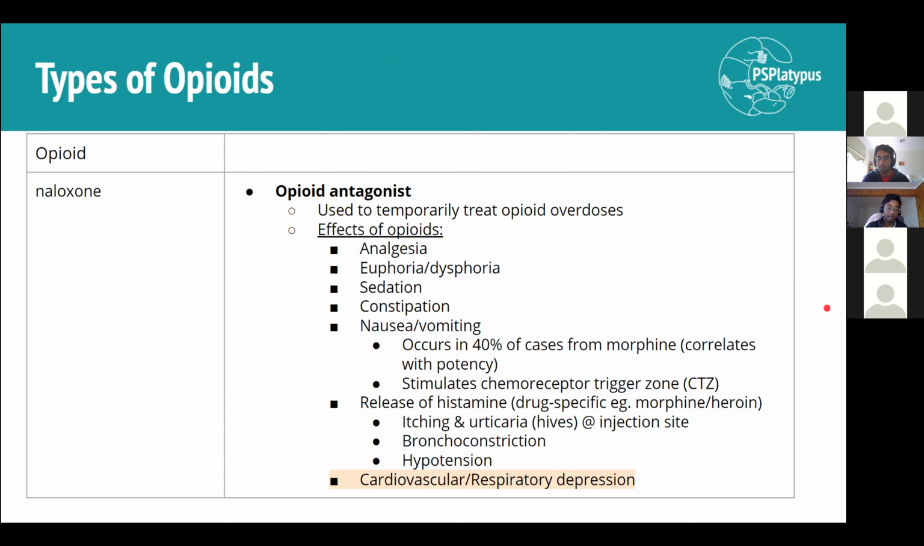So, for example, let's think about the effects of opioids and what naloxone would do to them, because it would kind of do the opposite, right? Since it's meant to be an antagonist. For example, analgesia, that's the main clinical use of opioids, and naloxone might cause someone to experience more pain, since the descending inhibition is going to be stopped, because endogenous opioids like enkephalins will no longer really work. Other effects of opioids include euphoria, dysphoria, sedation, constipation, like we talked about, nausea and vomiting.